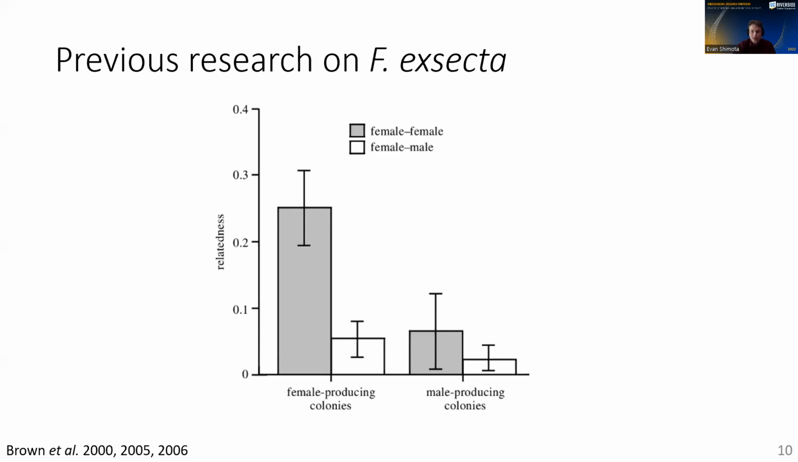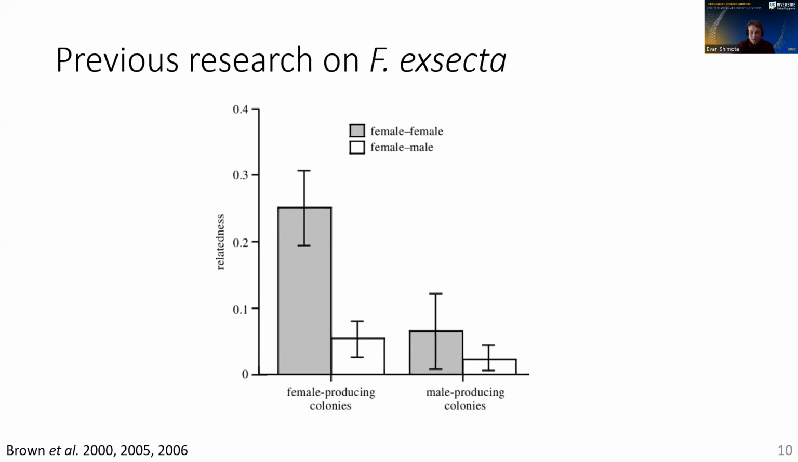So to begin, we should discuss previous research on Formica execta to sort of paint the picture. In the figure, we have female producing colonies and male producing colonies, and on the y-axis, we have relatedness. Female brood in Formica execta are more related to each other than female and male brood in both female producing colonies and male producing colonies. Female producing colonies are typically single queen, and male producing colonies are typically multi-queen. Because of this, relatedness decreases the more queens there are in a colony, and therefore effective queen number influences sex ratio. From this, we can infer that social structure plays an important role in sex ratio.